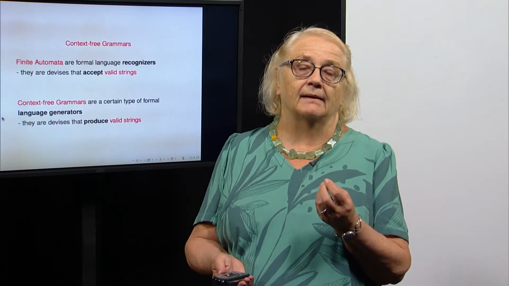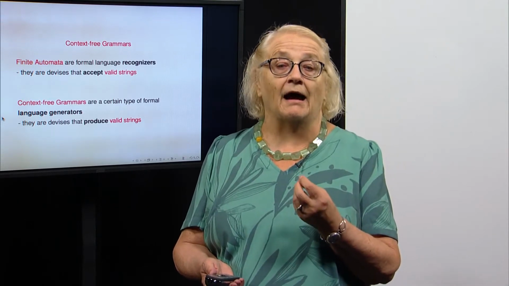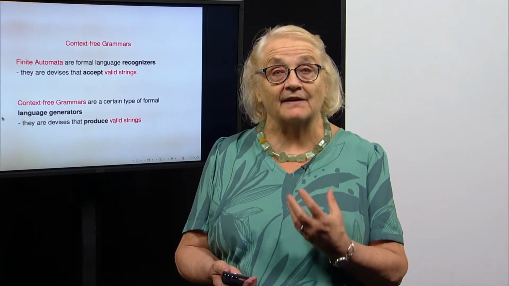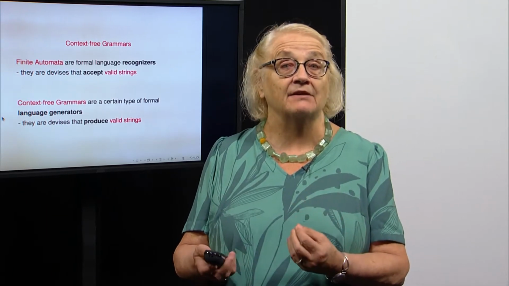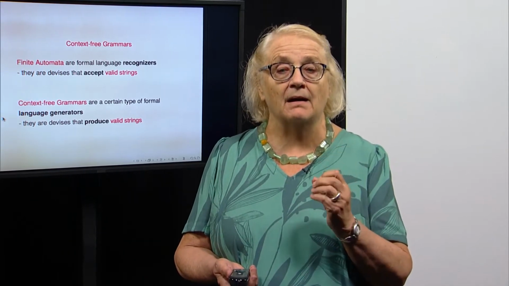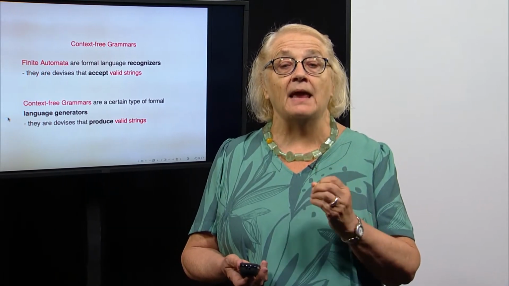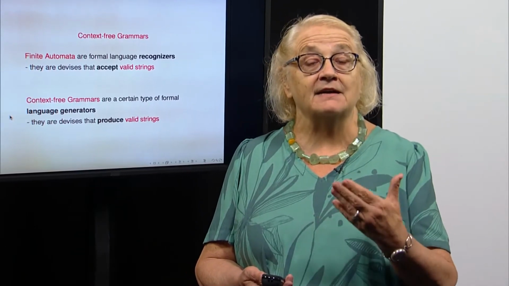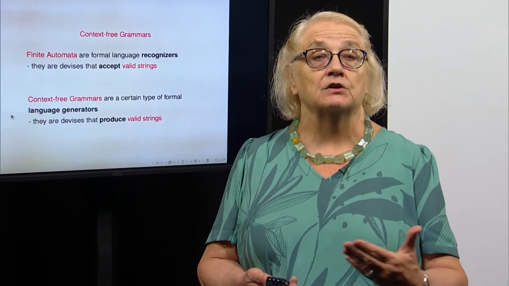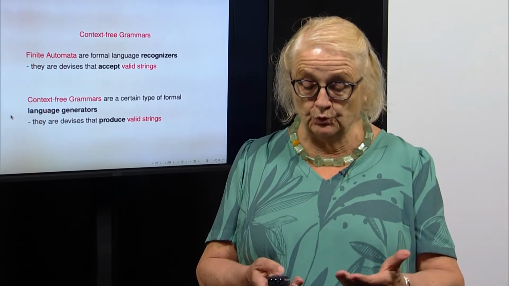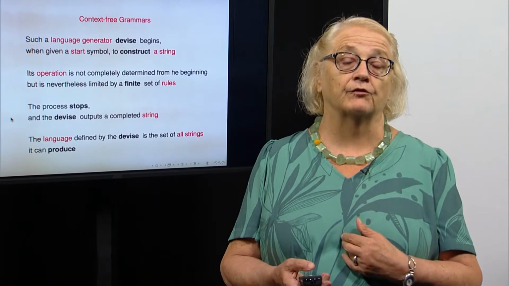Finite automata, as we know, are formal language recognizers. They are devices that accept a given word or string from the language. Context-free grammars, a new device, are a different type of formal language device. They are devices that produce the string. So automata recognize, and context-free grammars produce our strings of words over the alphabet.